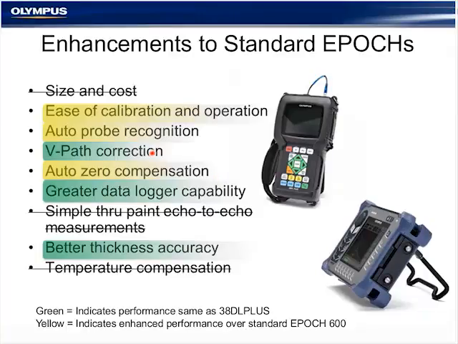With V-path correction, the data logger capability, and the thickness accuracy, we've actually done studies internally to compare this feature to our corrosion gauge line, and we find that there's virtually no difference between the corrosion gauge and the thickness gauge on these points that you see here highlighted in green. As a reference, we look at our 38DL Plus corrosion gauge, and the performance is virtually identical. So it's a really significant enhancement compared to what you would get from a standard EPOCH 600 using more traditional methods.